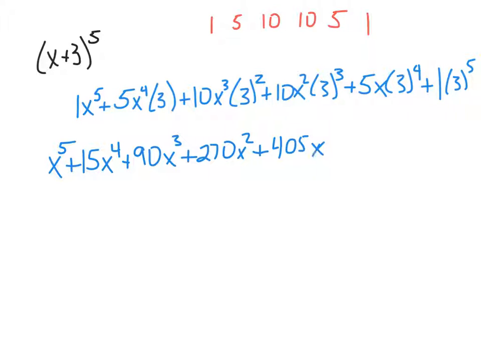Plus 1 times 3 to the fifth, which is 243. So x plus 3 raised to the fifth power expanded out is this. And you know, that's a lot easier to know this little trick than to actually FOIL x plus 3 by itself 5 times.